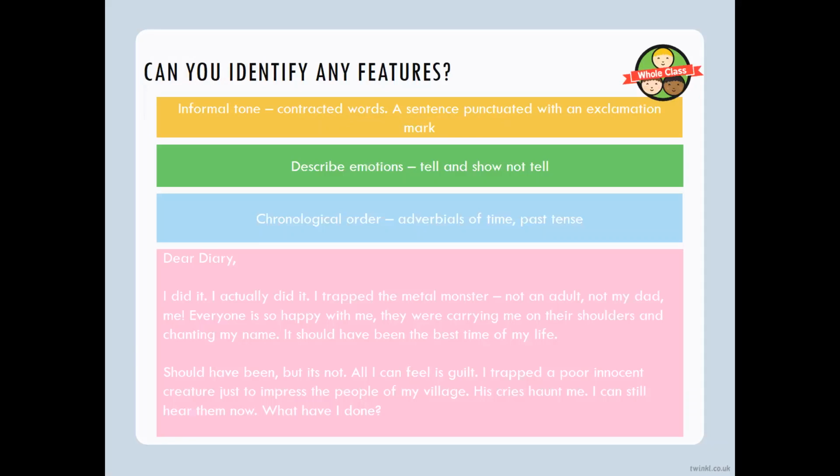So we're going to look at some modelled writing. Okay, while I'm reading, I would like you to see if you can find an example of where I've used informal tone. So remember, with informal tone, you might find that I've used a contracted word or a sentence punctuated with an exclamation mark. I'd also like you to see if you can find an example of where I've shown my emotions, either by using tell, and, or show, not tell. And finally, I'd like you to see if I have written in chronological order.